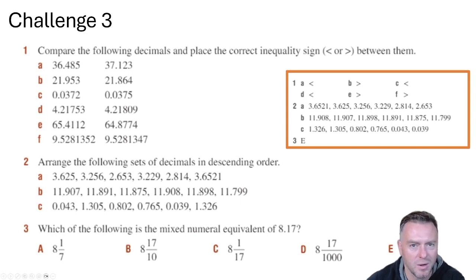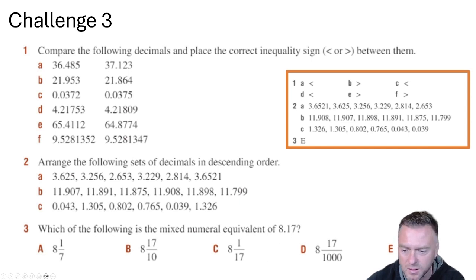Then these ones through here, starting with 11. So 11, 9, no, no, no, no, no, no. Yep, that's bigger. So 11.908, then 11.907, then 11.898, then 11.891, 11.875, and the last one's 11.799. Then these ones here, the 1.326, then the 1.305, 0.8202, 0.765, 0.043, and then 0.039. And the last one, which of the following of the mixed number is equivalent to 8.17?